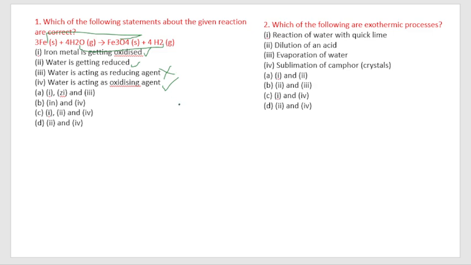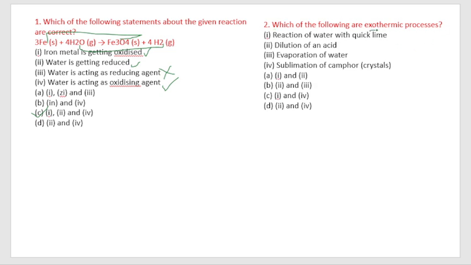So 1, 2 and 4 are correct. Check the options. 1, 2 and 4 are correct. So C is the answer. Clear? Then let us come to the next question. Which of the following are exothermic processes?